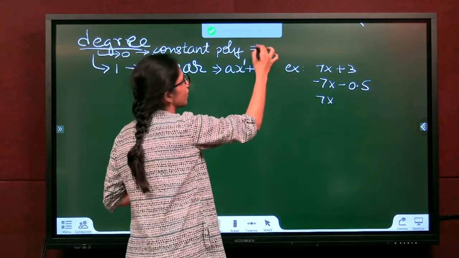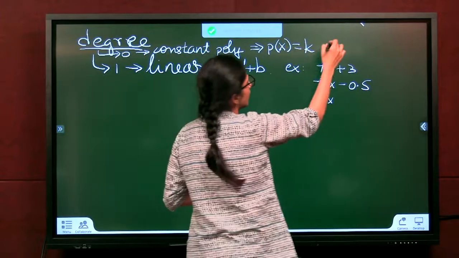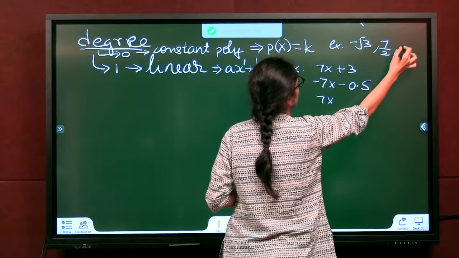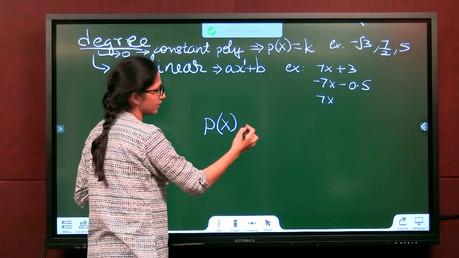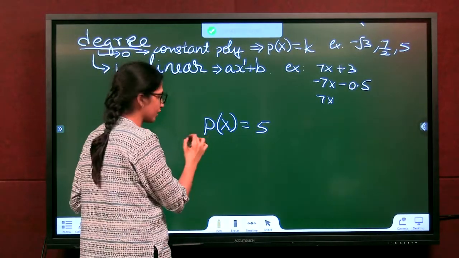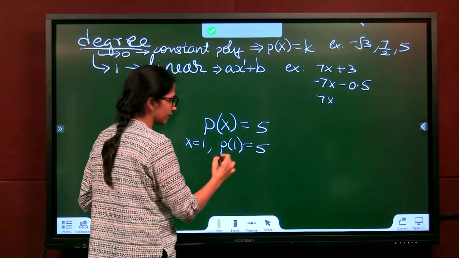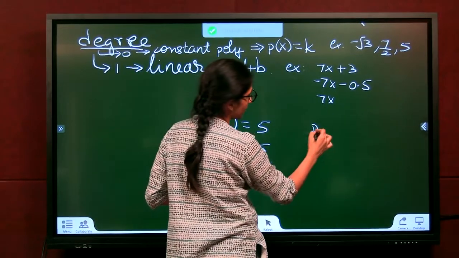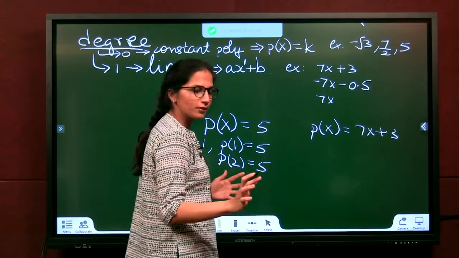Then it's called a constant polynomial. For example, the polynomial p of x is just made of some number k. Example, you can say just minus root 3, 7 by 2, 5. That means, see, in a constant polynomial, p of x is equal to 5. It's constant. The polynomial is always constant. If I put x equals 1 also, I'll get 5 only. If I put 2 also, I will get 5 only. But here, if I have this 7x plus 3, this is not a constant polynomial.